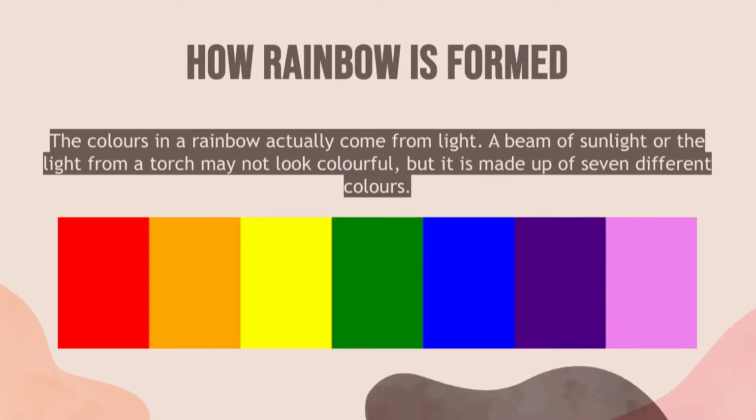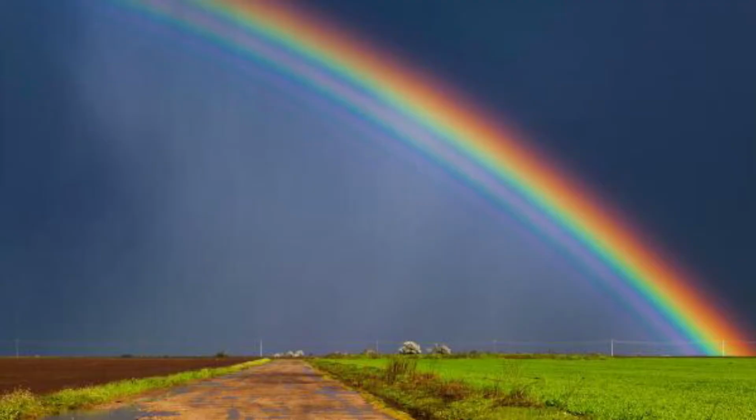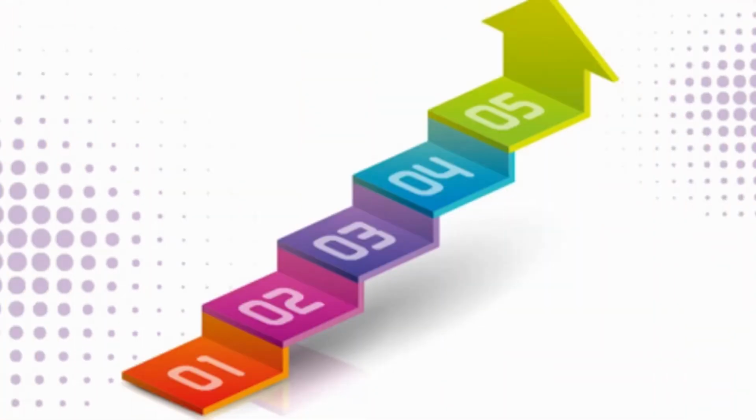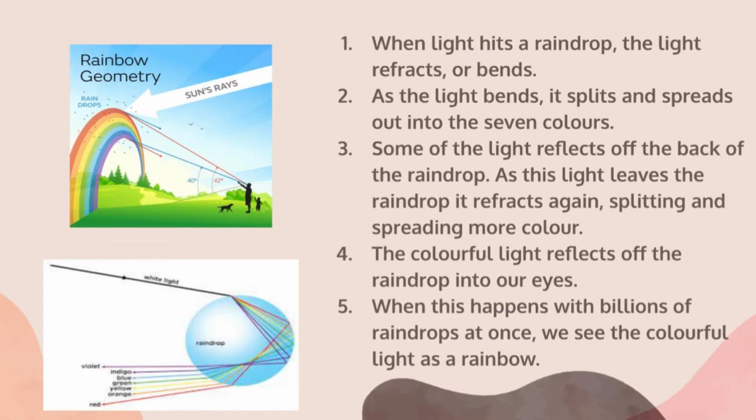The colors in a rainbow actually come from light. A beam of sunlight or the light from a torch may not look colorful, but it is made up of 7 different colors. There are 5 steps in how a rainbow is formed. When light hits a raindrop, the light refracts or bends. As the light bends, it splits and spreads out into the 7 colors.